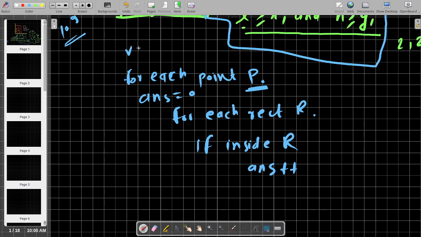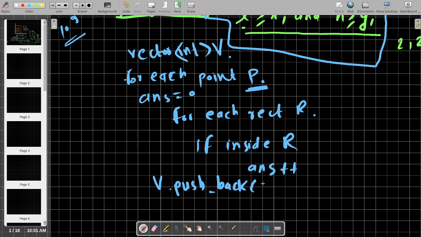Let's say our vector is vector int, and the answer could be named better. I'm reusing answer. One second. Vector int v, let's say. So v dot push back answer. Now this is basically brute force.